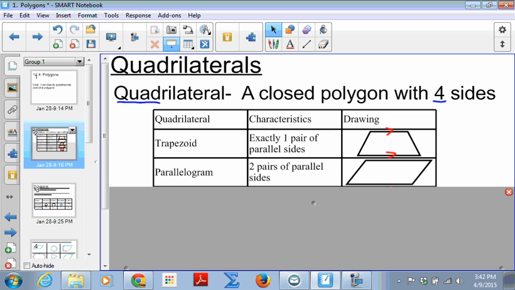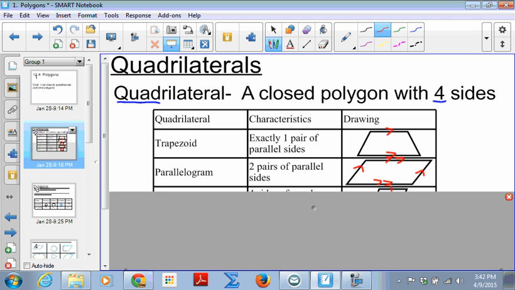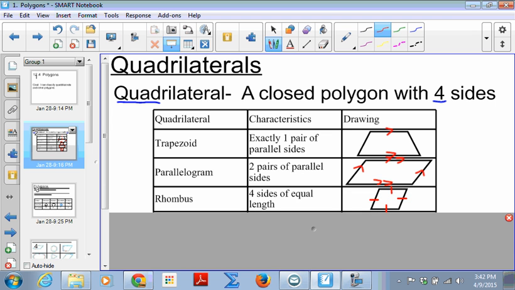A parallelogram has 2 pairs of parallel sides. So we've got here, and then to indicate the second pair, I draw 2 arrows on that side. A rhombus, this is a quadrilateral with 4 sides of equal length. The equal length is noted by the little tick marks here. You see 1 tick mark on all 4 sides. That lets you know that all 4 have the same measure.